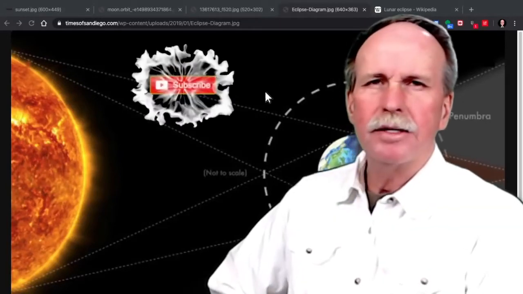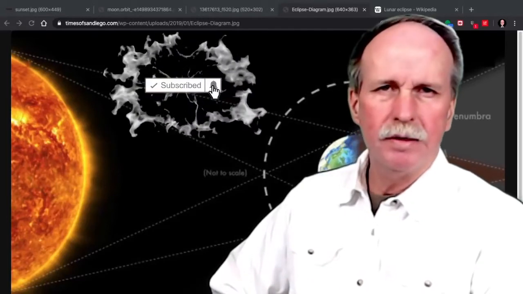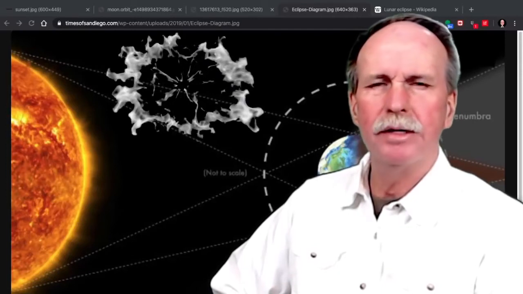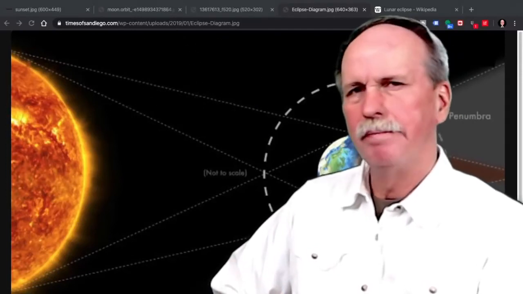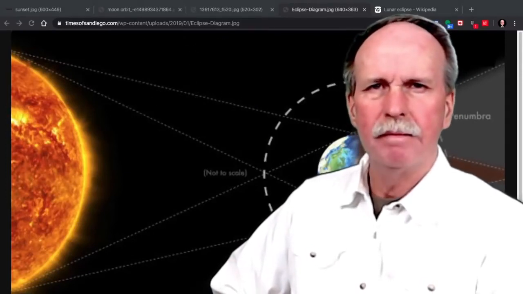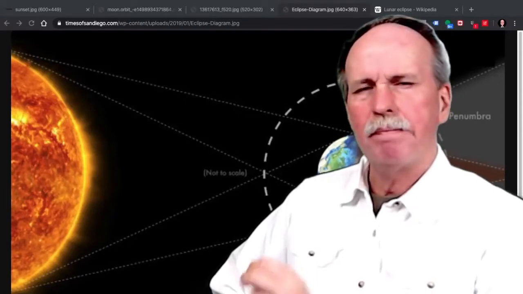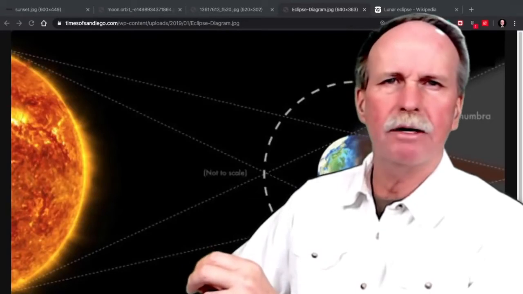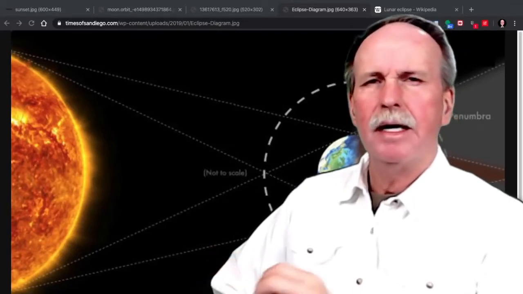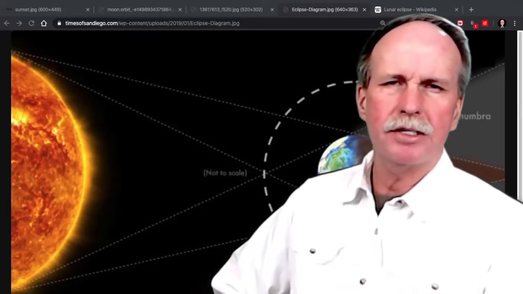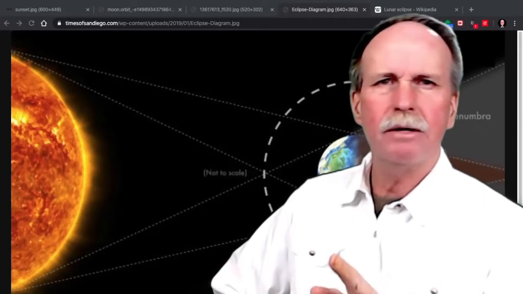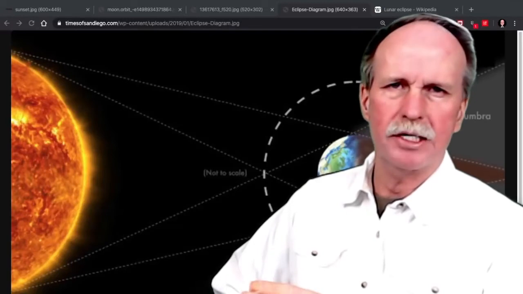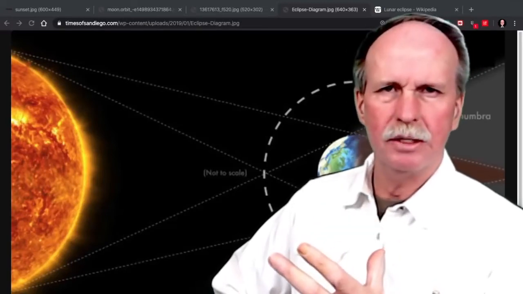Now, another factor that will affect the length of the lunar eclipse is where the moon is in its orbit. As you recall, the orbit of the moon is elliptical. It has an apogee and a perigee. At perigee, it is closest to the Earth and moves through the shadow faster. At apogee, when it is farthest away from the Earth, the shadow is the largest and the moon's orbital speed is the slowest, so the eclipse will last a little bit longer.